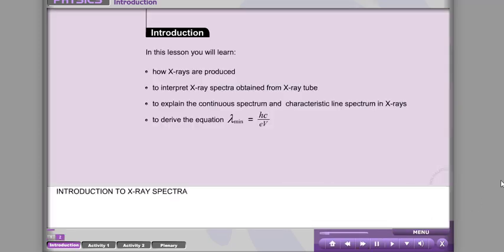Introduction to X-ray spectra. In this lesson, you will learn how X-rays are produced, to interpret X-ray spectra obtained from X-ray tubes, to explain the continuous spectrum and characteristic line spectrum in X-rays, to derive the equation lambda minimum equals hc over eV.